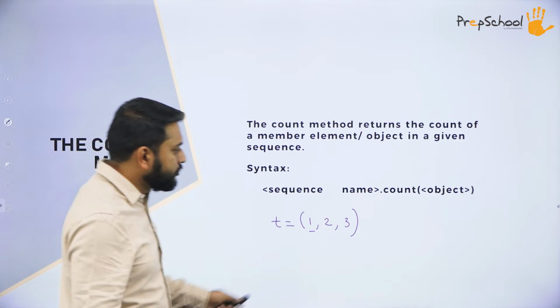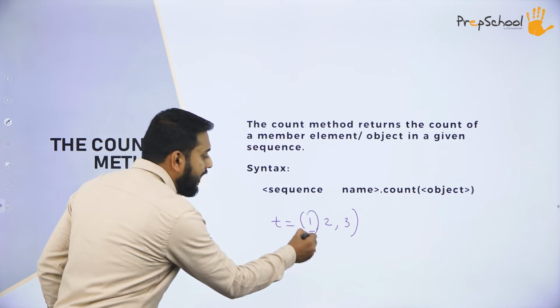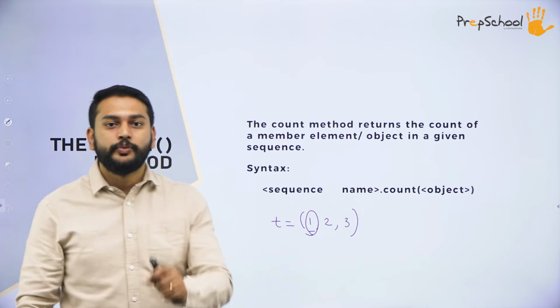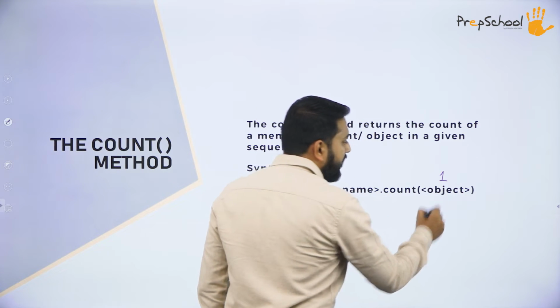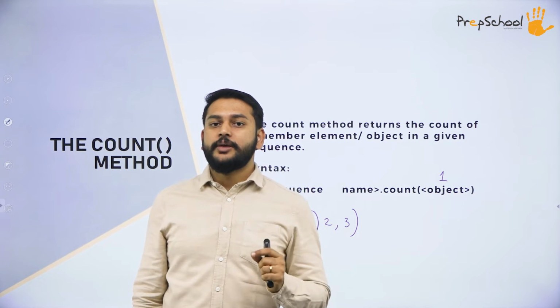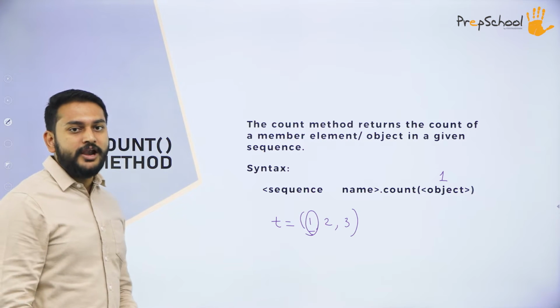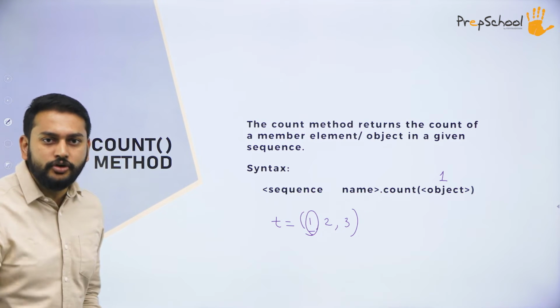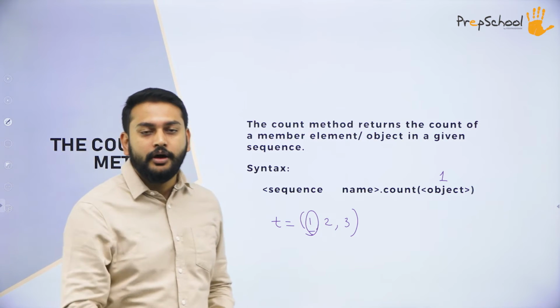So you understood that count will tell me how many number of times 1 I have inside this tuple. I have given the object as 1. Suppose for example, I have given 1 as a parameter here. Count will check and tell me how many number of times 1 is present inside my tuple. So that is the use of count, my dear students. Okay, so let me take you to the program to understand these concepts in a better way.